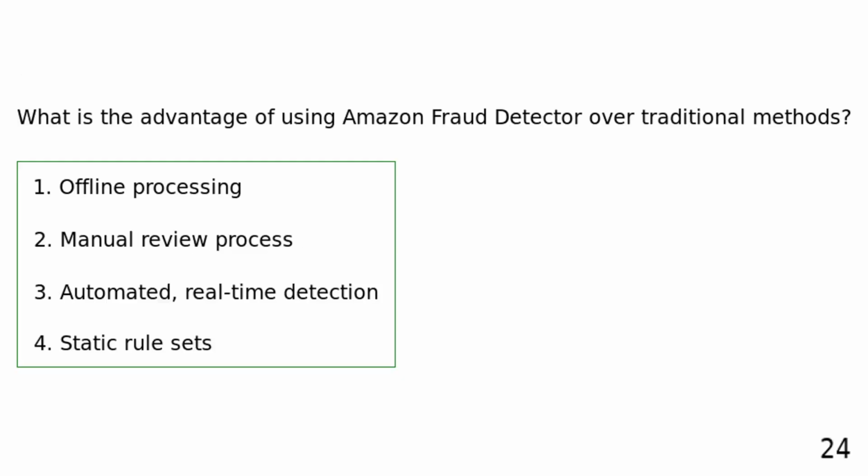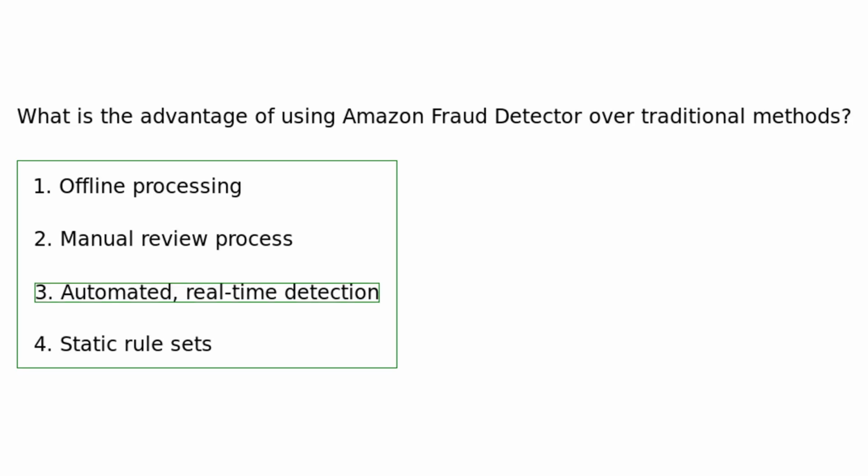What is the advantage of using Amazon Fraud Detector over traditional methods? Offline processing. Manual review process. Automated, real-time detection. Static rule sets. Amazon Fraud Detector provides automated, real-time detection of fraud, which is more efficient than traditional, manual methods.